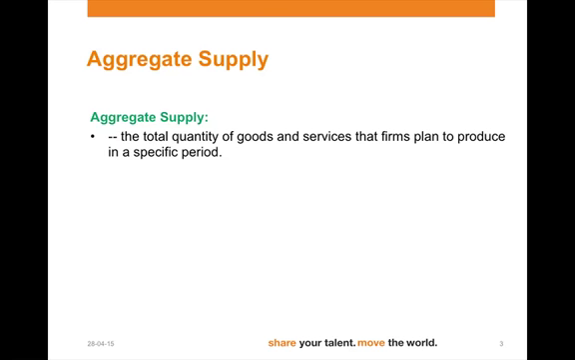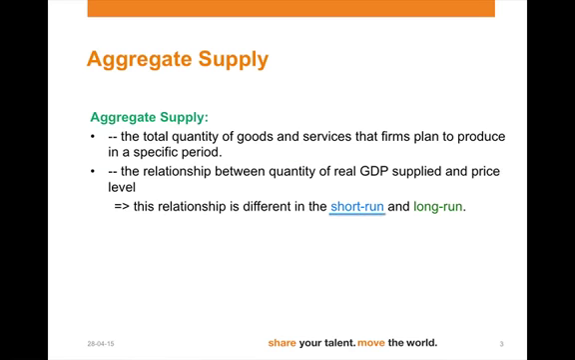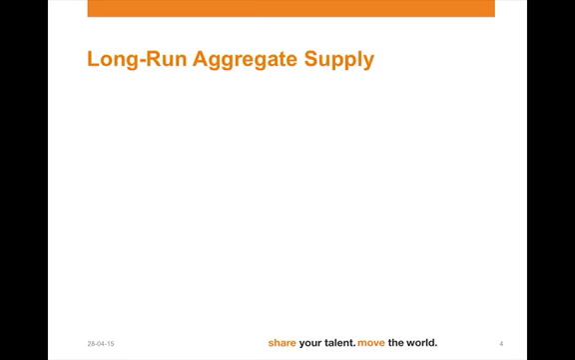Let's have a look what aggregate supply is. Aggregate supply is defined as the total quantity of goods and services that firms plan to produce in a specific period. As with aggregate demand, there is a relationship between quantity of real GDP supplied and the price level. However, there is a different relationship in the short run and the long run.